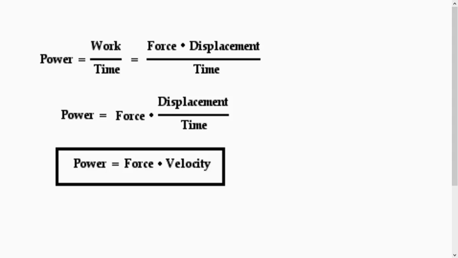The definition equation for power is work divided by time. But we know that work is also equal to force times displacement. So we can also write that as force times displacement divided by time. But displacement over time is also velocity. So power is also equal to force times velocity. So depending on what variables you're given, you may be using work divided by time, or you can also plug in the force times the velocity.